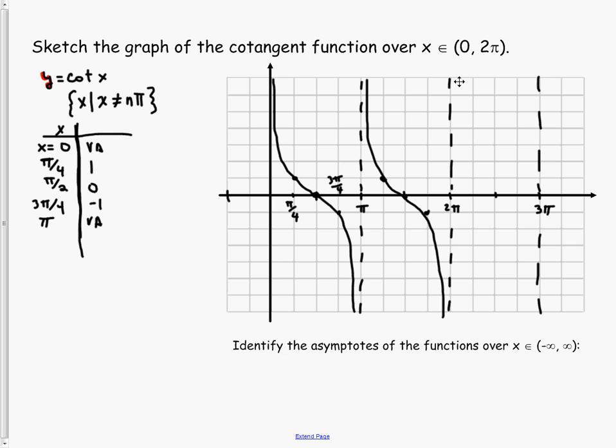The function's going to tend towards, a quarter of the way, 1. Halfway through, it's going to be at 0. Three quarters of the way, it's going to be at negative 1, and then the rest of the way, it's going to go towards negative infinity. And this pattern will just simply repeat over and over again like wallpaper.